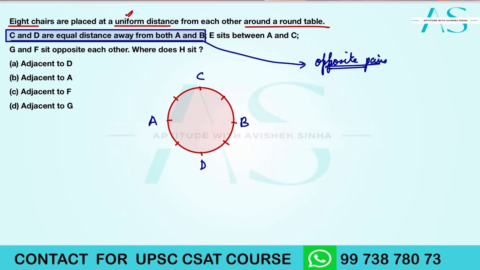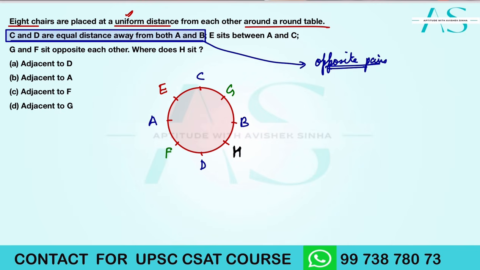Now, E sits between A and C. A और C के बीच में E बैठ रहा है. All right. G and F sit opposite to each other. Can I place G here or F here? No, because they two need to be opposite. The only vacant position for them is this G and F, or this could be F, this could be G, whatever it is. मतलब ये देखो ये दोनों चेंज कर सकते हैं. Where does H sit? According to this arrangement, H can only be seated here. And H is actually adjacent to B or D.